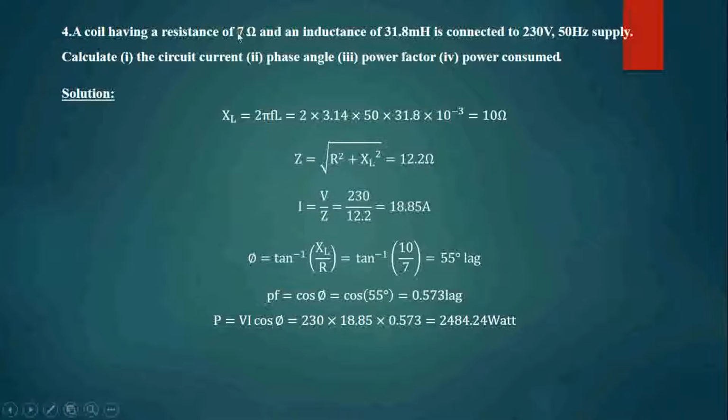First you have to find out the circuit current. How to find out the circuit current? If you want to find out the circuit current, we should have V by Z, the voltage by impedance. The voltage is 230 volt, it has been given as 230 volt.